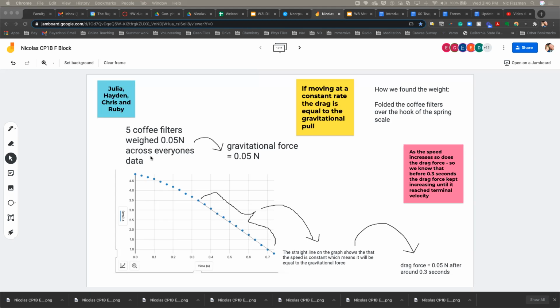Thank you. Hayden, Ruby, anything you want to add to that? Pretty much, since it's moving at a constant rate, the drag is equal to the gravitational pull. Okay. We'll talk more about that in a second. Does anybody want to refine that statement? Assuming you had a straight line, is the drag in fact equal to the gravitational force?